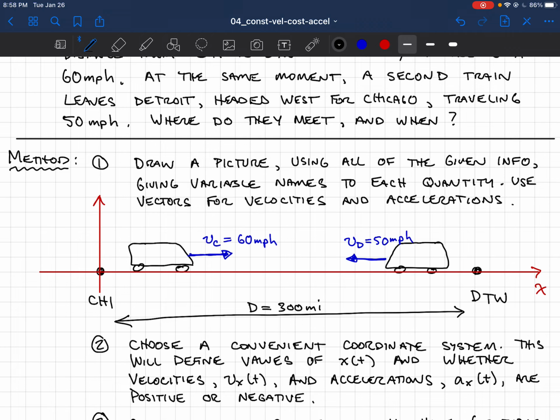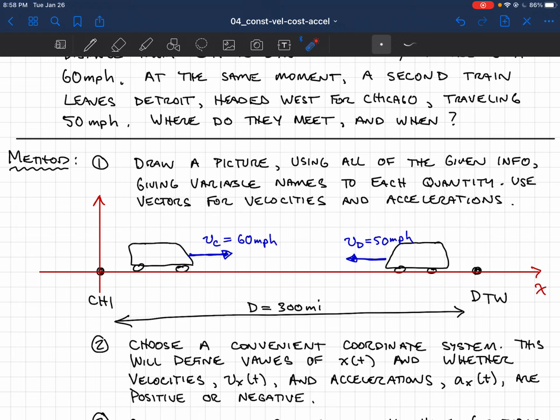Well, I don't really have a good way of saying it because this moment in time is not the initial time. It's after they already left. But the initial moment in time would be when this train is back here at an initial position of 0, and when this train is back here at an initial position of whatever this number is, well, it's going to be D. So the initial value of train Detroit is going to be at position 300 miles on that coordinate system that we chose.